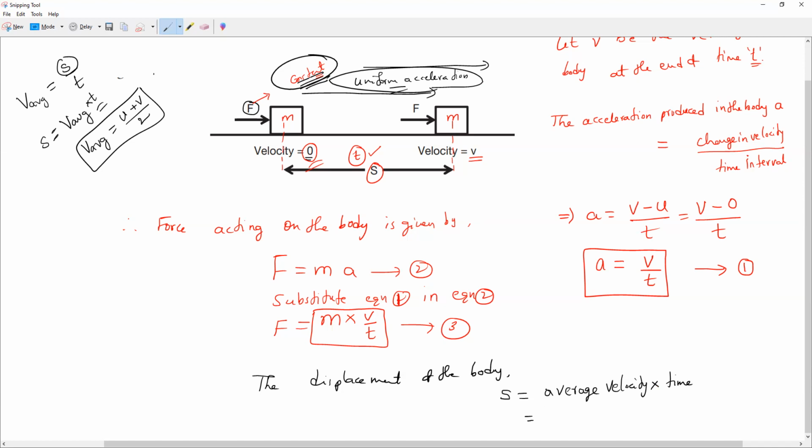So we all know that a constant force is applied. Constant force means uniform acceleration. So then what is the average velocity formula? Initial velocity plus final velocity divided by 2, into time, is how much? So we all know that initial velocity is equals to what? Zero. So can you tell me what the displacement is equals to? V by 2 into time, equals to Vt by 2. Am I right? Let me take this as equation number 4. Anybody having any problem?